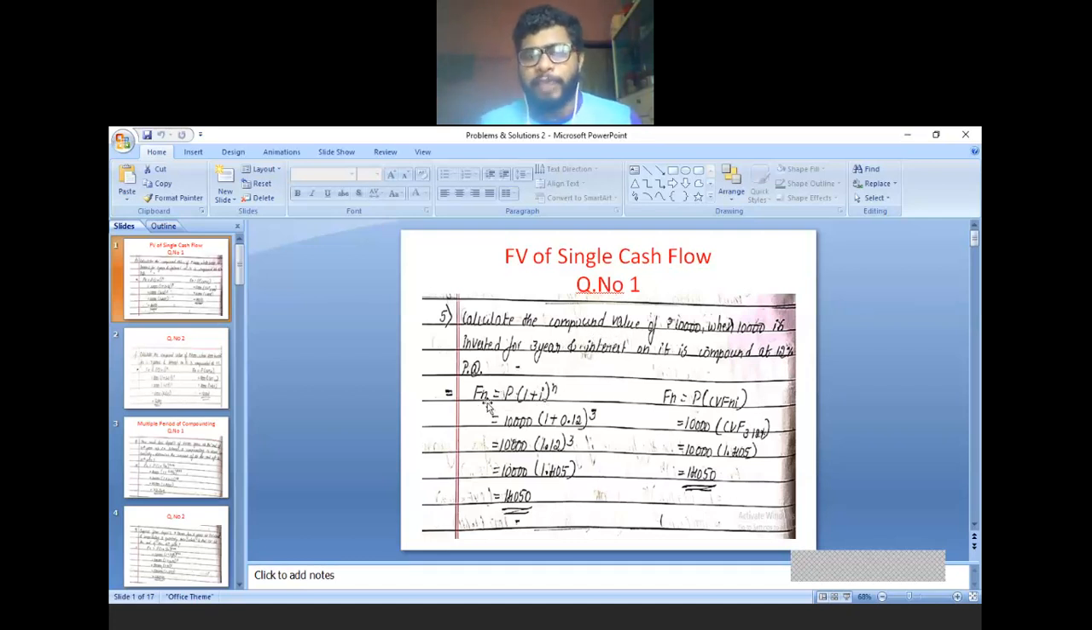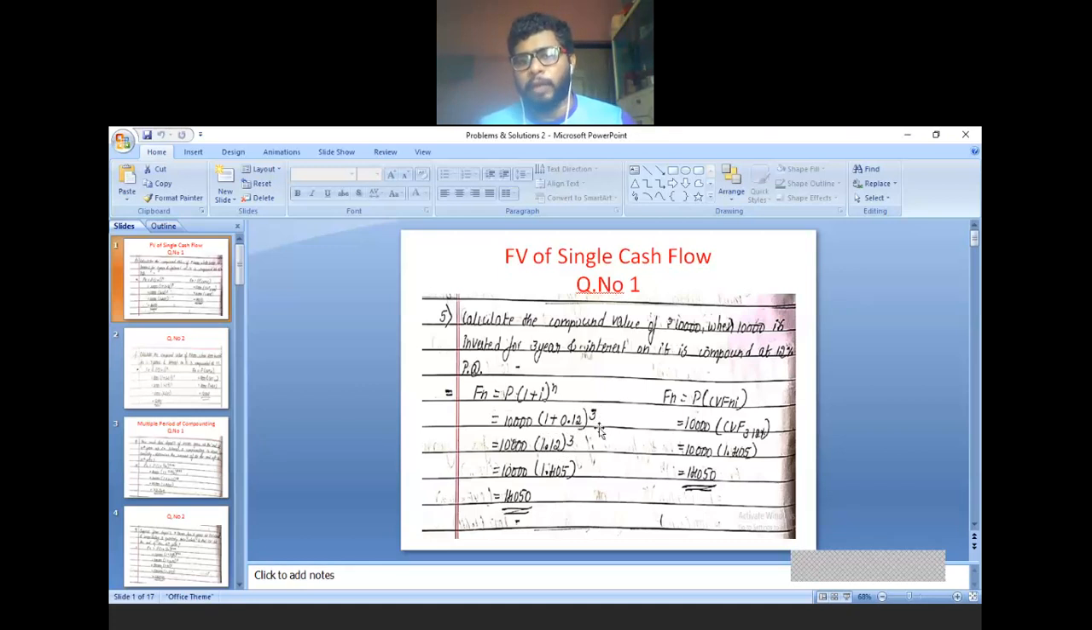So formula Fn is equal to P into (1 plus i) to the power n. Either you can use this formula or you can use this formula, Fn is equal to P into CVF(n,i). Any formula you can use. This is by using the table. This is using the calculator. P is 10,000 into (1 plus i), i is 12 percentage, therefore I am taking 0.12, to the power 3 because n is 3 years. Use your calculator. Substitute this part first, 1 plus 0.12 to the power 3.